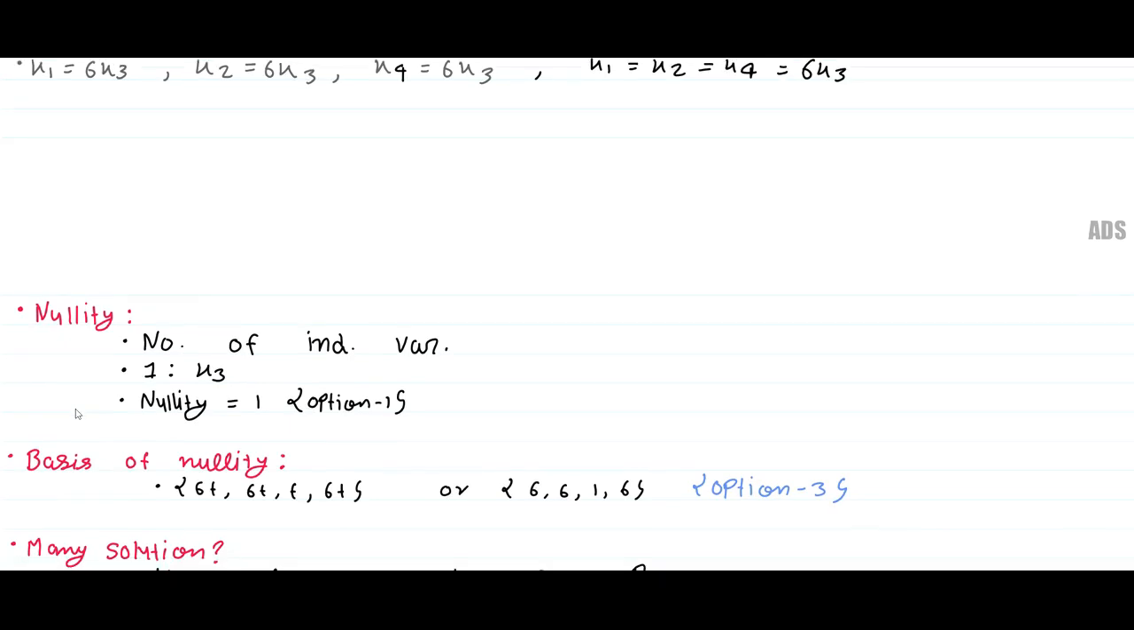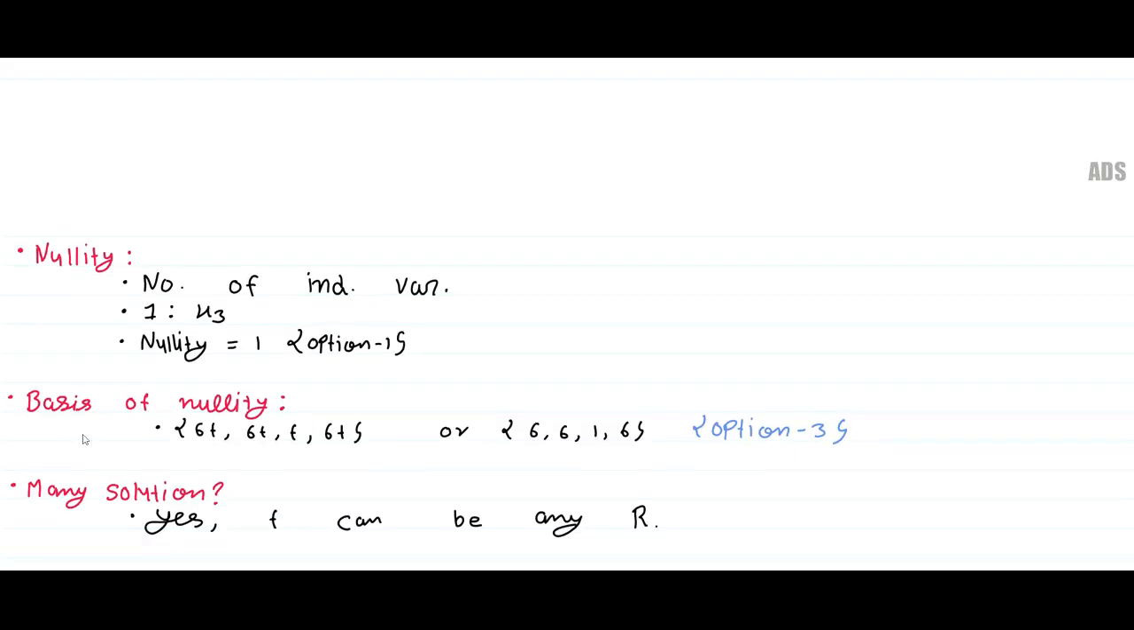Now the third and the fourth options ask about the basis of the null space. We know that to create the basis of the null space, we have to write all the dependent variables in terms of the independent variable. So suppose x3 is t, then x1 is going to be 6t, x2 is going to be 6t, x3 is t, and x4 is again going to be 6t, or it is basically (6, 6, 1, 6). Hence, option number 3 is also correct.